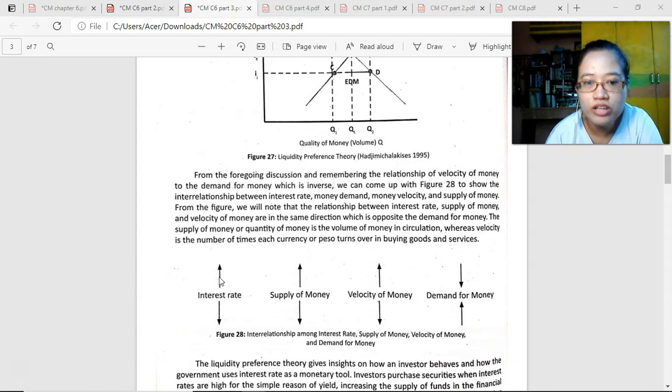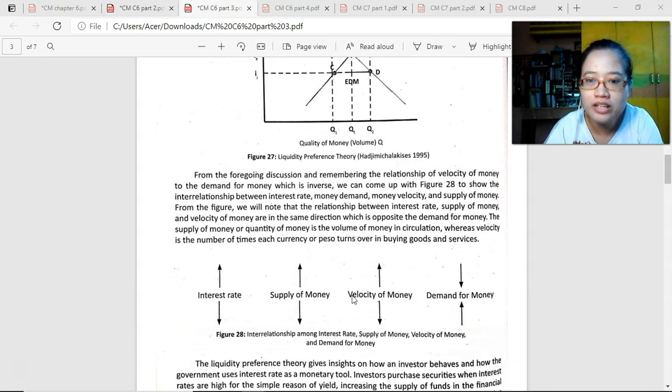So kapag tumaas yung interest rate, diba, dadami yung supply ng money kasi dadami yung tao na gustong mag-save kasi mas mataas yung interest rate na kikitain nila. Tapos since mataas yung supply of money, normally, supply of money in the market, right? Pero yung demand for money is bababa kasi sa halip na hawakan nila yung pera is ilalagay nga nila or gagastusin nila yung pera. Okay?